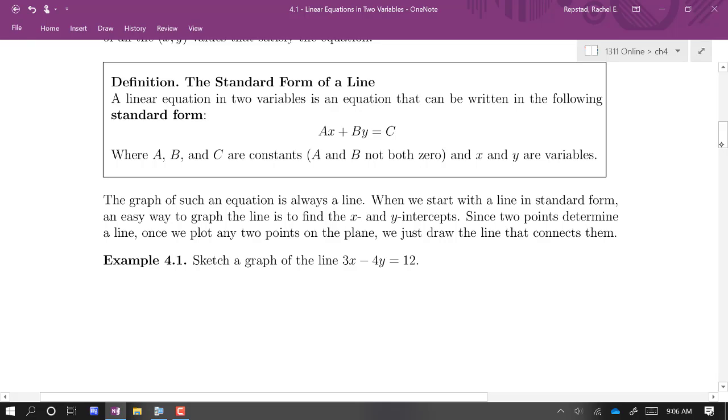And if you graph all of those points, you'll get a line. That's why we call these linear equations. Their graph forms a line in the plane.